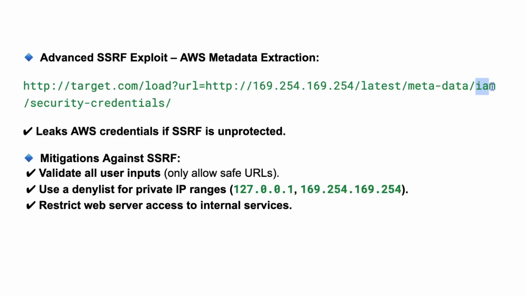and we're going to get the identity and access management security credentials. And we're trying to make this run on this location to try to leak their AWS credentials if their SSRF is unprotected. So if their SSRF is misconfigured, we're going to actually run this specific URL or this script that's at this URL, this command itself, and it's going to be running for this target right here.